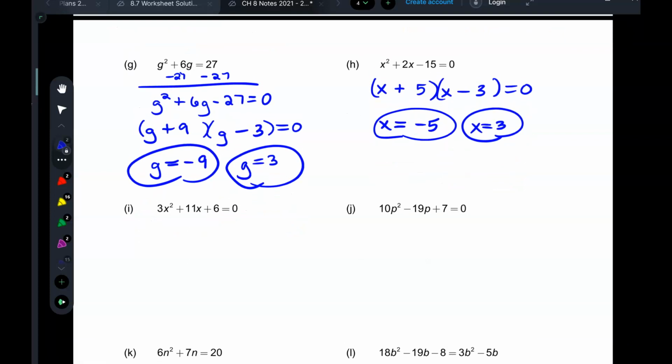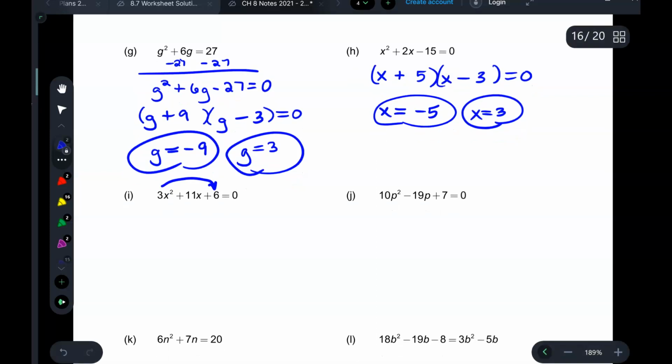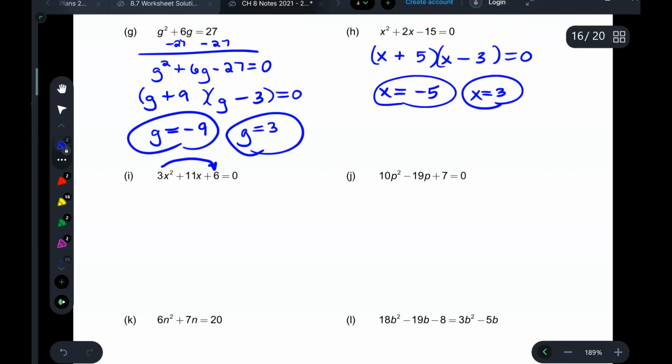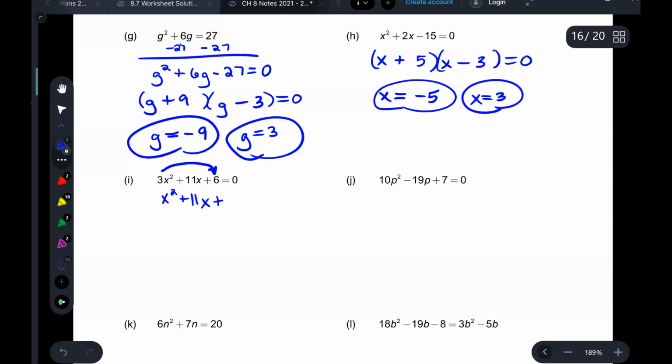Okay, now we get into the ones that we had in the last lesson. Is there a GCF here? No, it's already equal to 0. So this is where we're going to multiply the 3 to the 6. So we get x squared plus 11x plus 18. I'm not going to put the equal 0 because I'm going to put in my 3x.